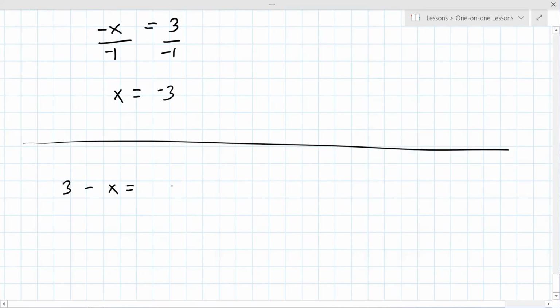3 minus x equals 4. First you do the x and the minus, and you make that plus x, right? Something like this. Okay, good. So you subtract both sides by 3.